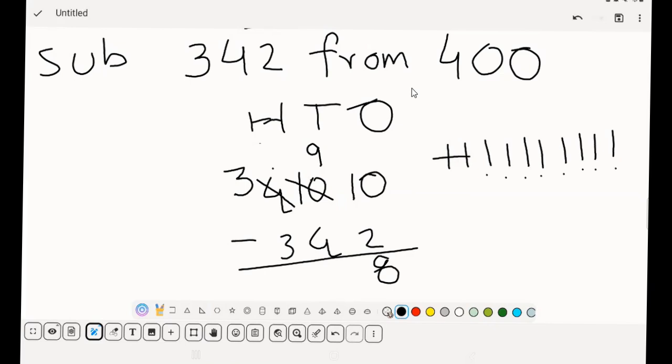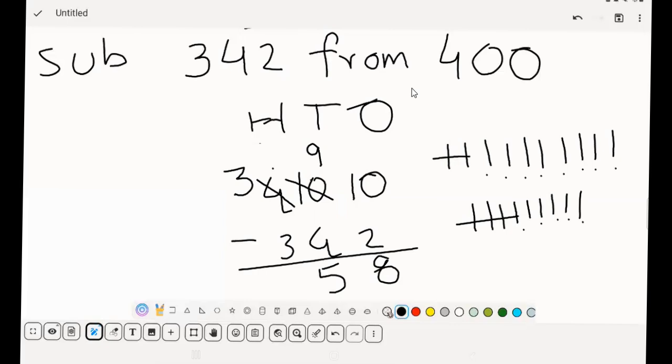Now we have to subtract the ones group. How will you do that? 9 minus 4. Simply draw the 9 lines and then cut the 4 lines out of it. You cut the 4 lines. How many lines do you have? 1, 2, 3, 4, 5. Now you got 9 minus 4 is 5.